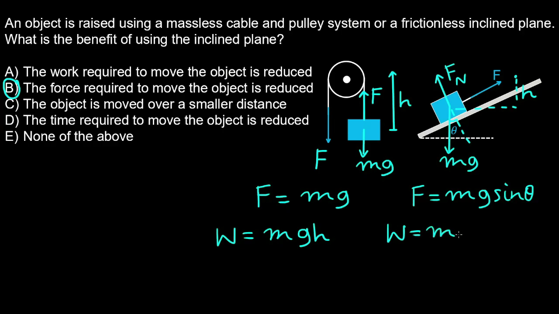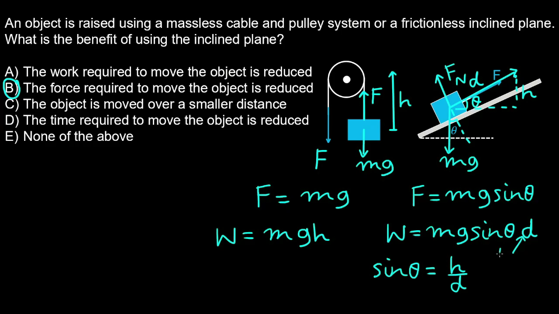would be mg sine theta by the distance travelled by the block up the plane. So as we can see, sine theta is h on d, and therefore d is h on sine theta. So we still get the same amount of work done to move the block the same height, because the gravitational force is path independent, being a conservative force.